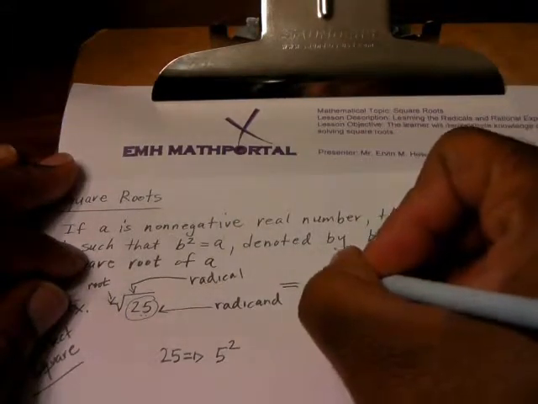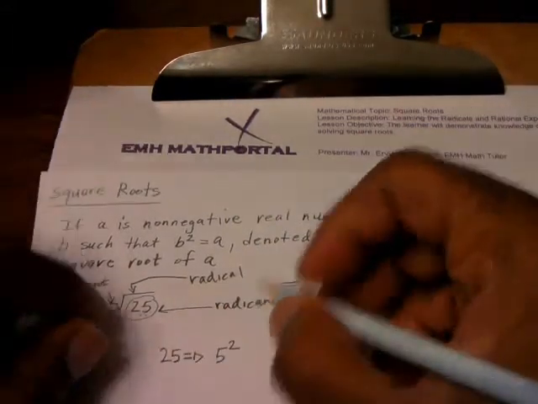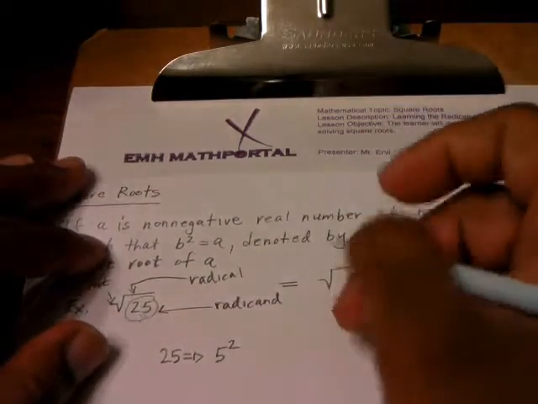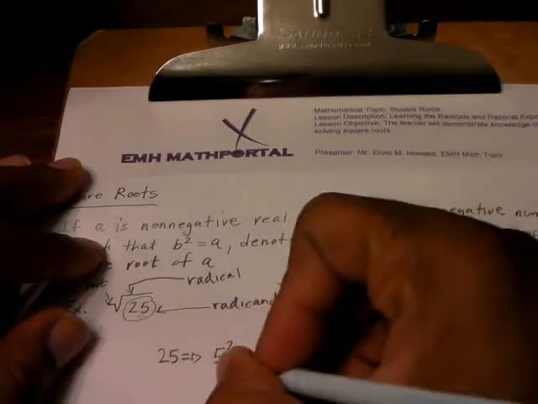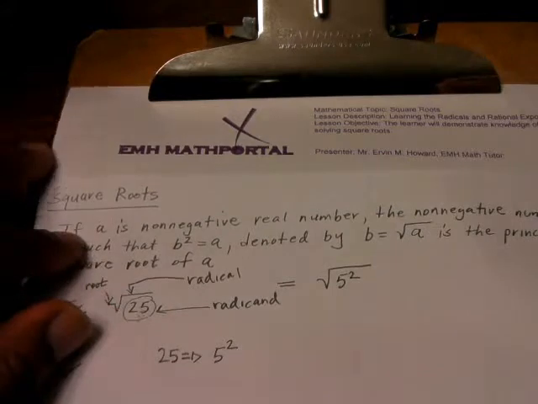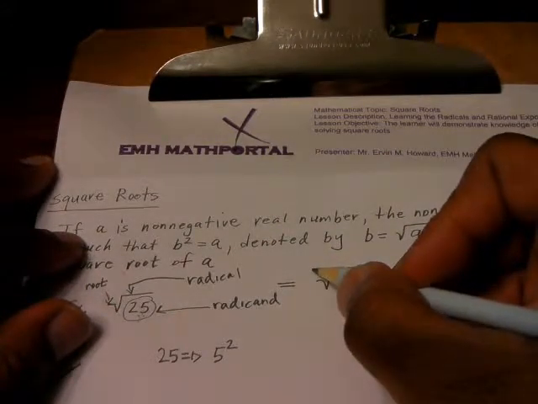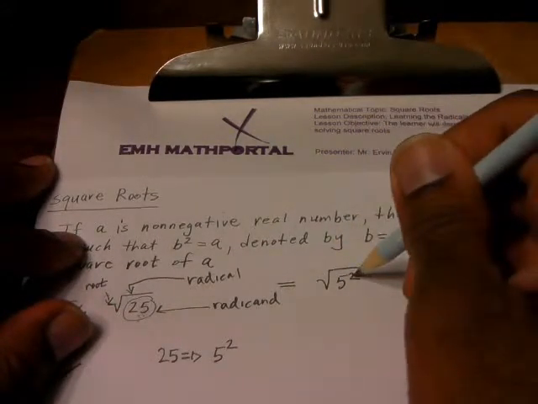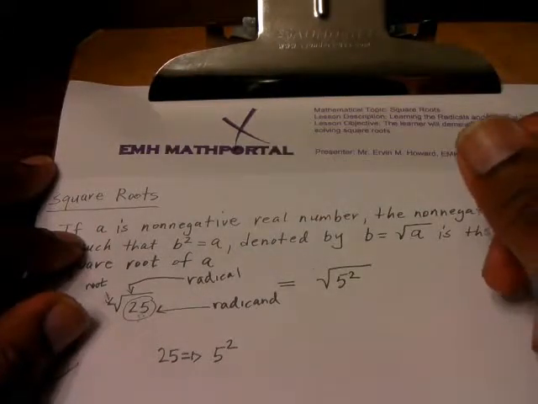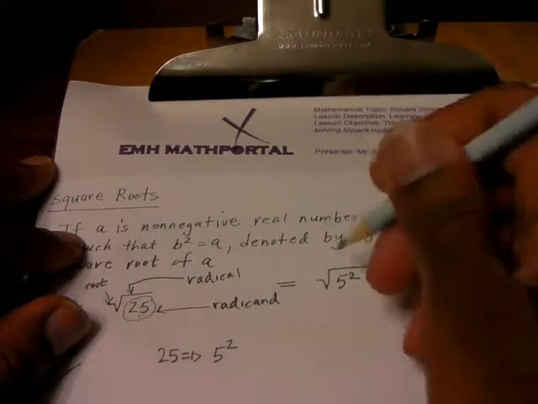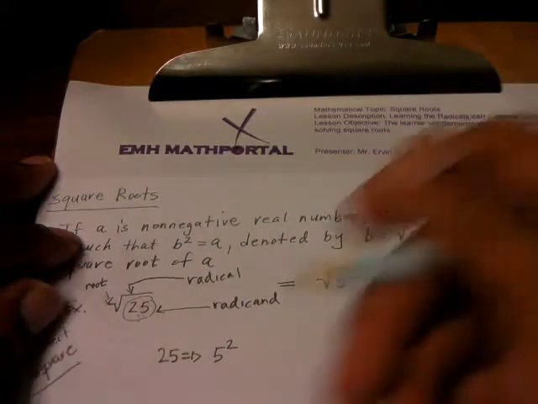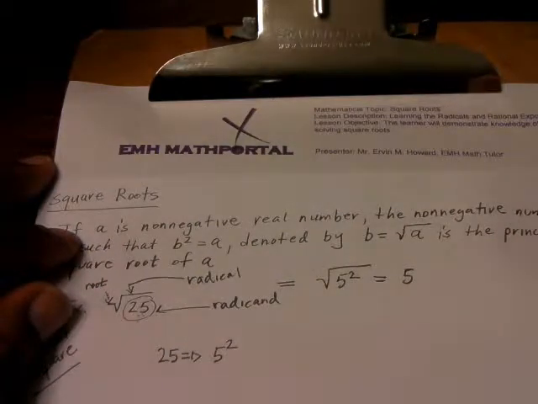So if I write the radicand in terms of exponents, 25 can be expressed as 5 squared, all right? The root, in a way, cancels out the exponent, and I'll explain the canceling out later. The root cancels out the exponent, and this gives you 5. 25 represents a perfect square.